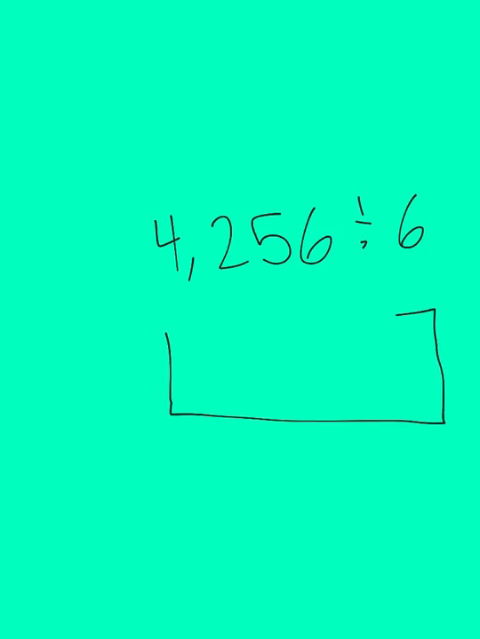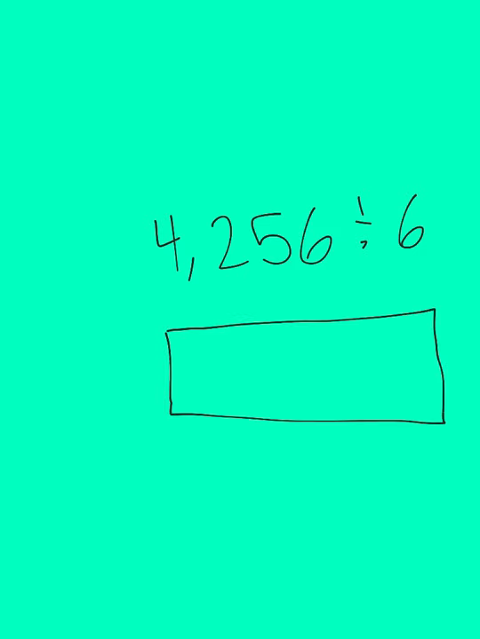All right, so the next thing I'm going to do is show you the box method, because some of you really like that. Remember, the box method is really just a different way of organizing the standard algorithm, but we're going to do 4,256 divided by 6.